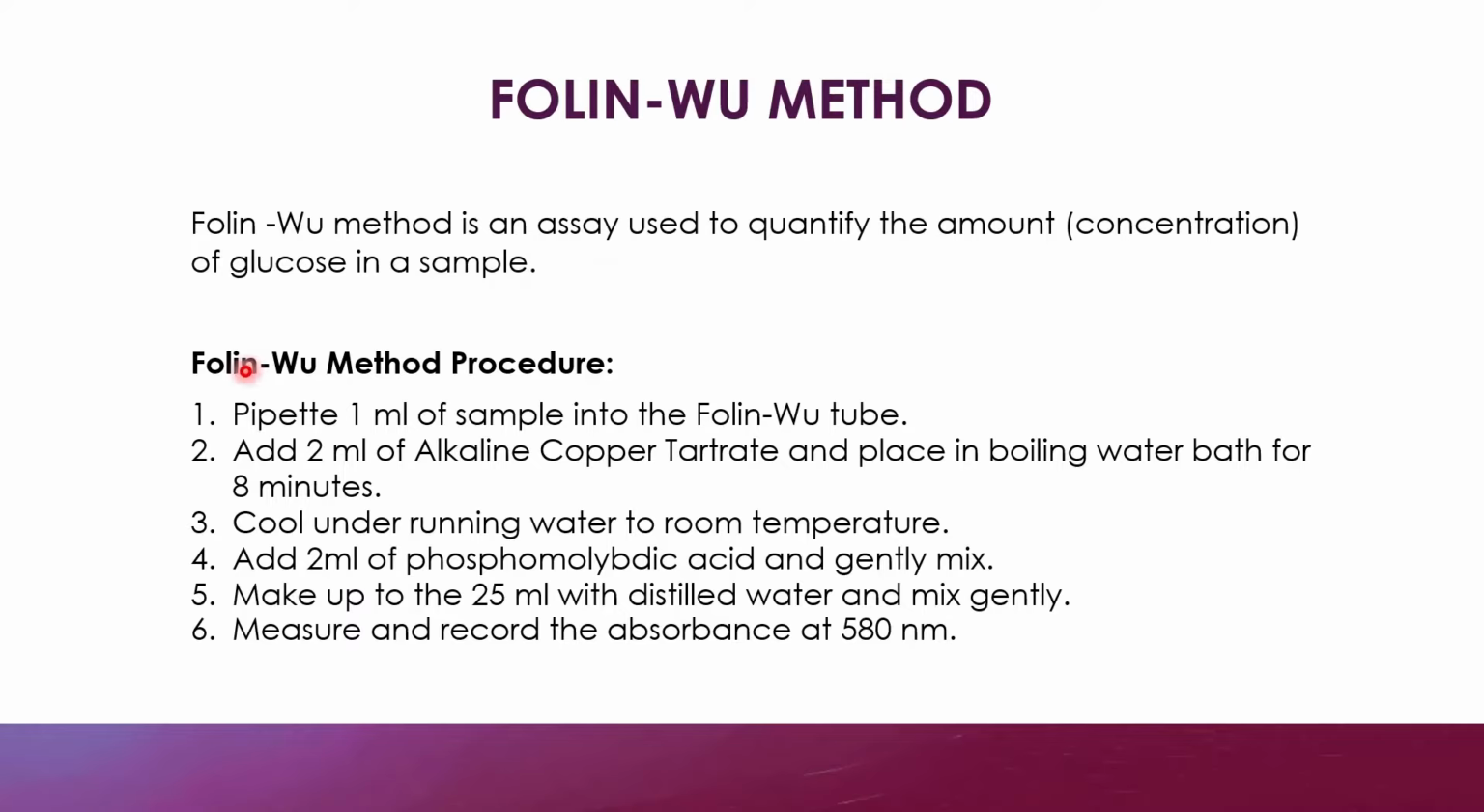The Folin-Wu method procedures are: 1, pipette 1 ml of your sample into the Folin-Wu tube. 2, add 2 ml of alkaline copper tartrate and place in boiling water for about 8 minutes. 3, cool under running water to room temperature. 4, add 2 ml of phosphomolybdic acid and gently mix. 5, make up to 25 ml with distilled water and mix gently. And 6, measure and record the absorbance at 580 nanometers.